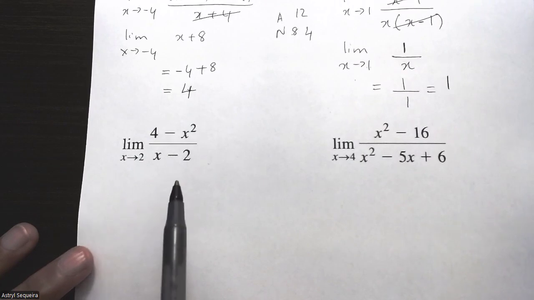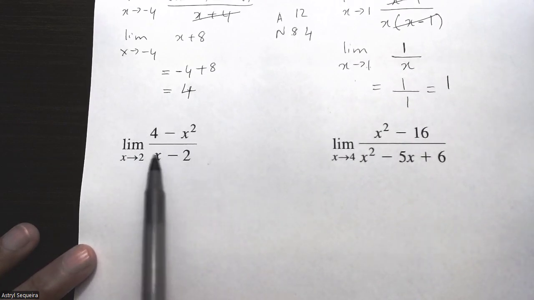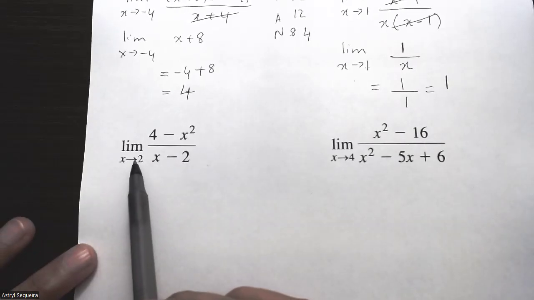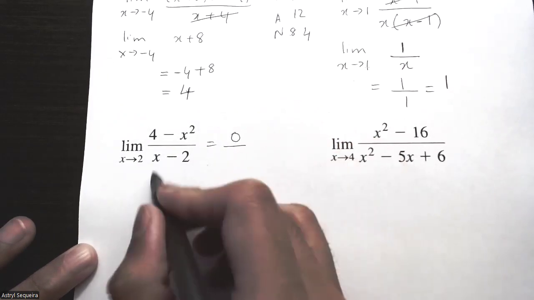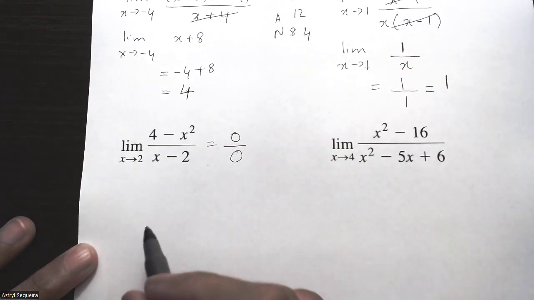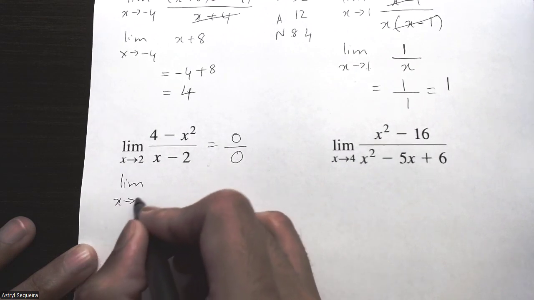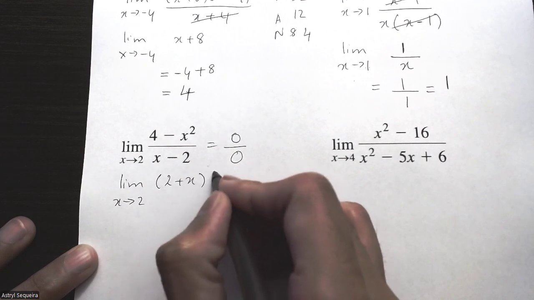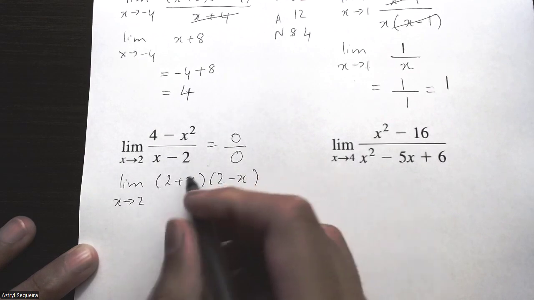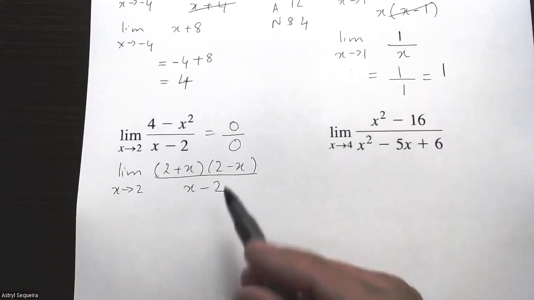Go to the third question. In the third question, I can factor the top by difference of squares. The bottom is already factored. Let's sub in the limit. 4 minus 2 squared is 0. 2 minus 2 is also 0. So again, indeterminate. So I'll factor the top by difference of squares. That's just 2 plus x times 2 minus x over x minus 2.